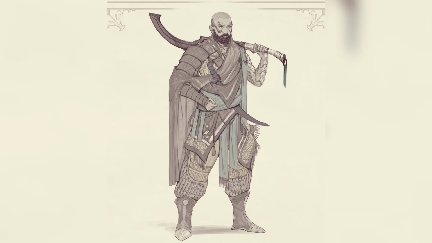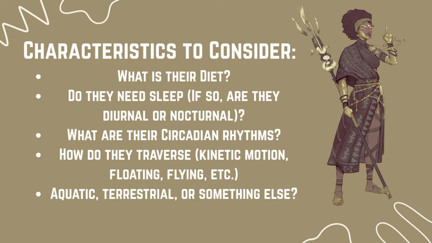Going with the humanoid route is easier, as humanoid races tend to follow similar rules to that of humans when it comes to things like diet, circadian rhythms, and so on, but you should certainly play around with such qualities and alter them to fit your needs. If you go the non-humanoid route, you'll need to consider additional factors.